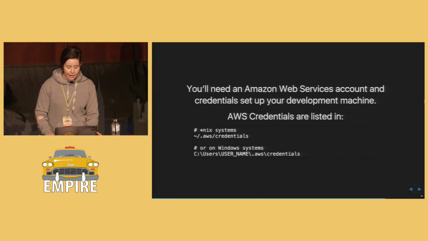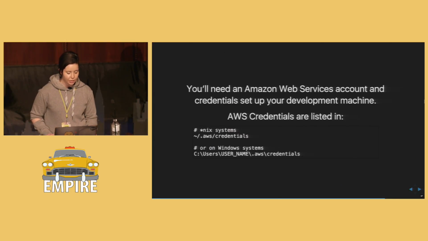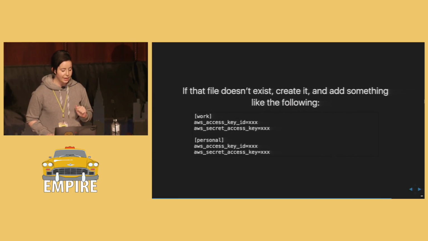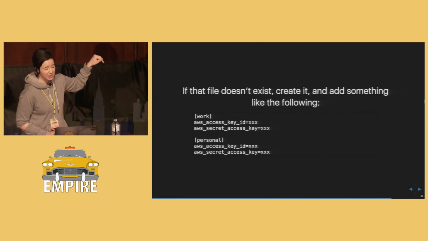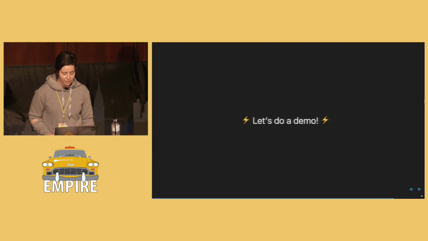So we're going to do a demo, and if you decide you're following along at home or here, you will need an Amazon Web Services account and your credentials set up on your development machine in these locations. And if you don't have that file, you can create it, and it looks kind of like this. It's kind of nice because you can divvy up between your work and personal and stuff like that. And once those credentials are in that location, we're going to use them to authenticate and deploy to Amazon.